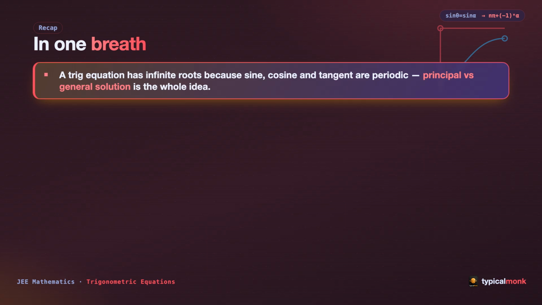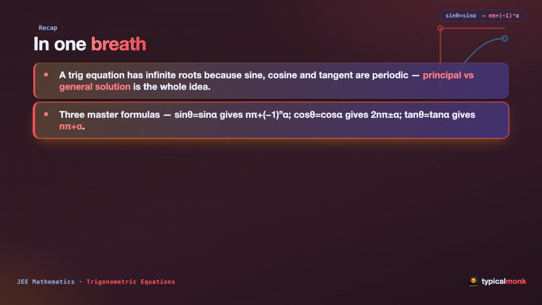Let us gather the whole class in one slow breath. A trig equation carries infinite roots because sine, cosine, and tangent are periodic. Principal value versus general solution is the whole idea. 3 master formulas. Sine theta equals sine alpha gives n pi plus minus 1 raised to the n times alpha. Cosine theta equals cosine alpha gives 2n pi plus or minus alpha. Tangent theta equals tangent alpha gives n pi plus alpha.